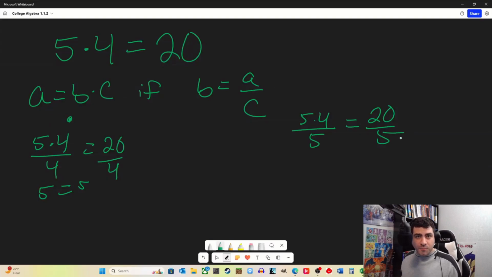If you do something to one side of the equation, always do it to the other side as well. Keep things equal. If you have an equation, if you have an equality, keep things equal.